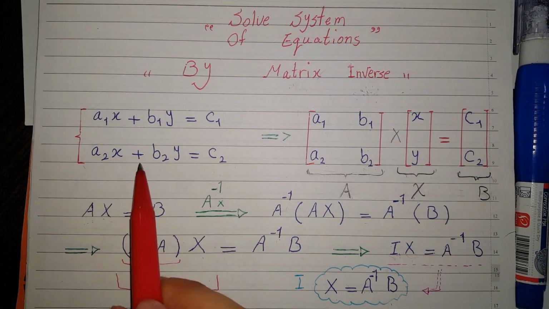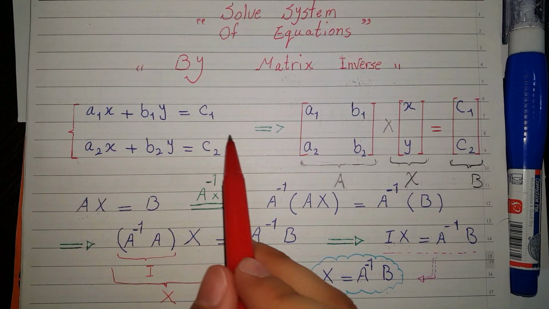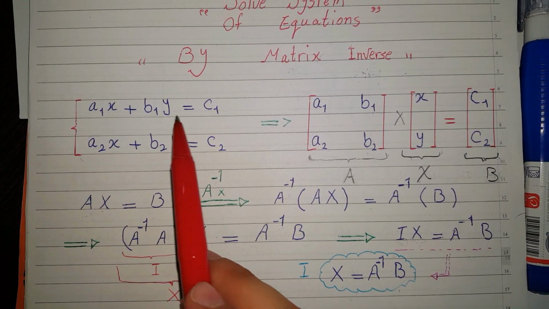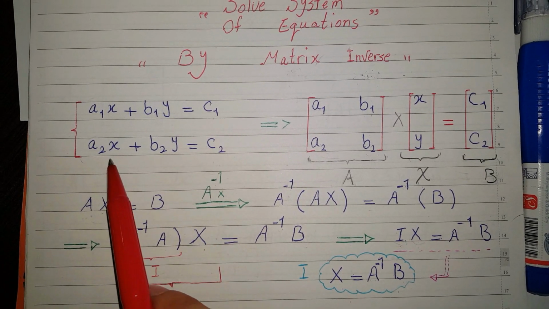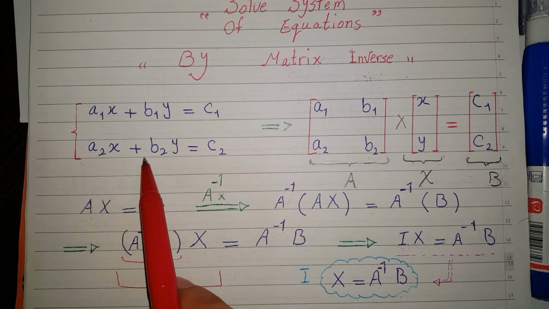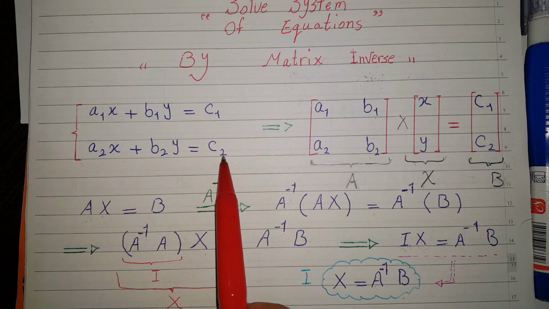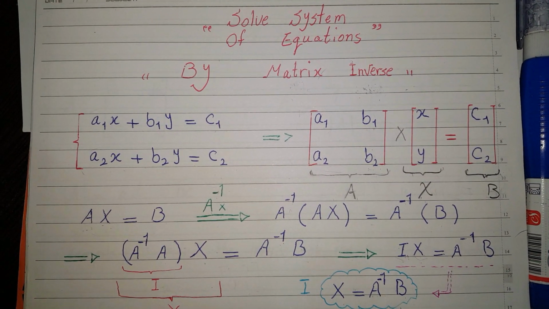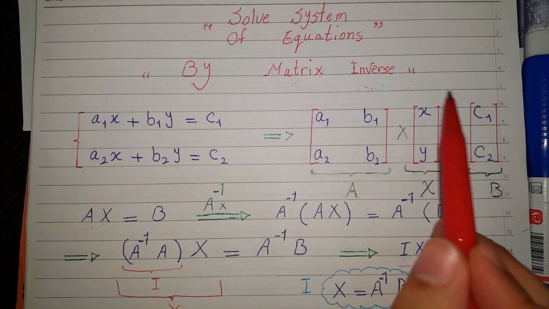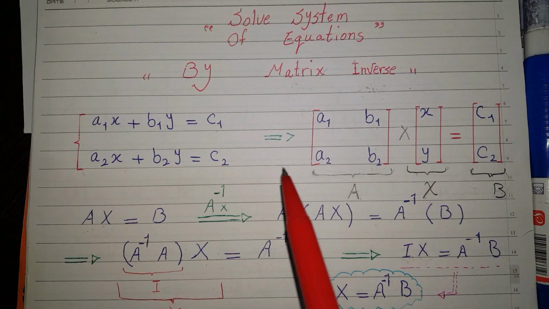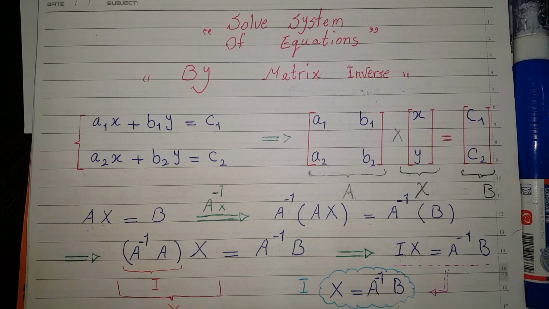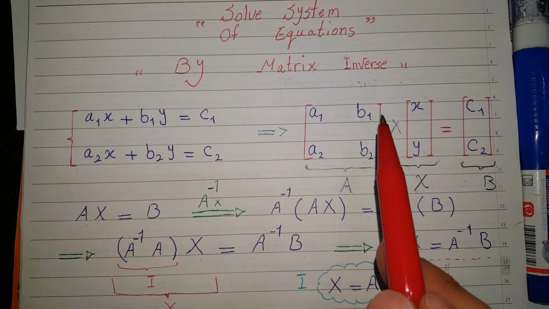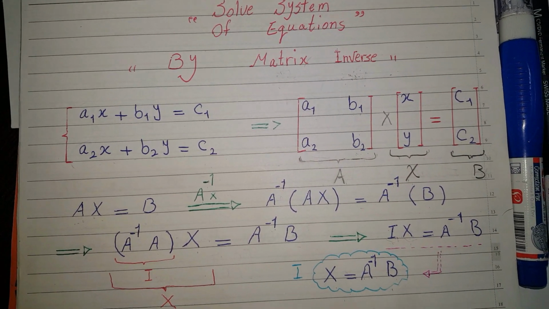Consider this system with these simultaneous equations. The first equation is a1x plus b1y equals c1. And the second equation is a2x plus b2y equals c2. I suppose you know how to write simultaneous equations in matrix form, but no worries, I'm going to mention it again here.